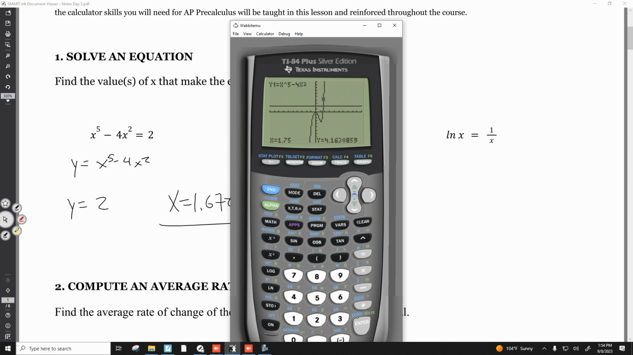Now again, that is information your calculator just found. Go back into your home screen. Maybe you want to use that Y value later. Well, there it is.